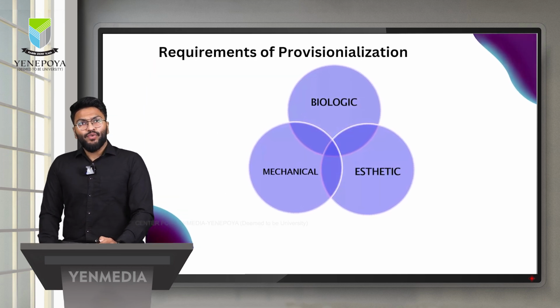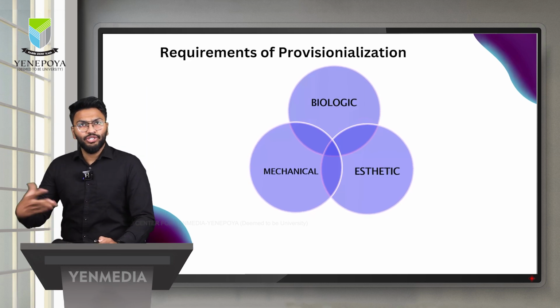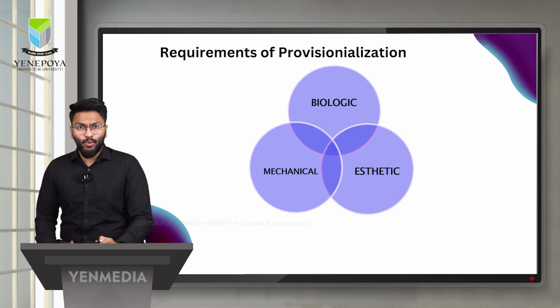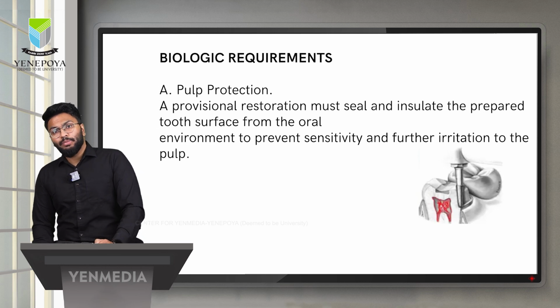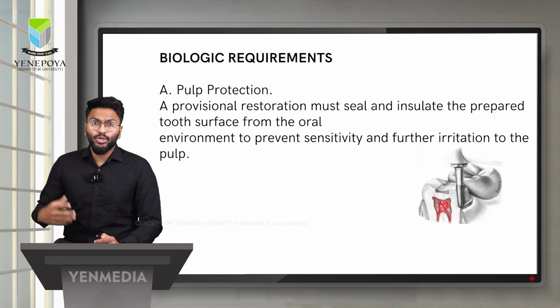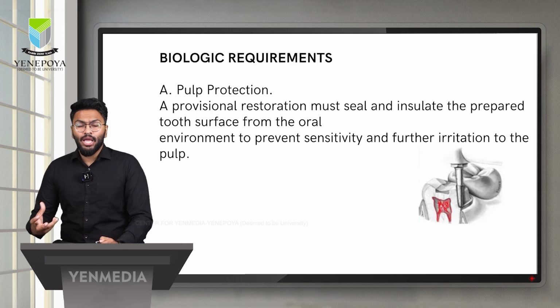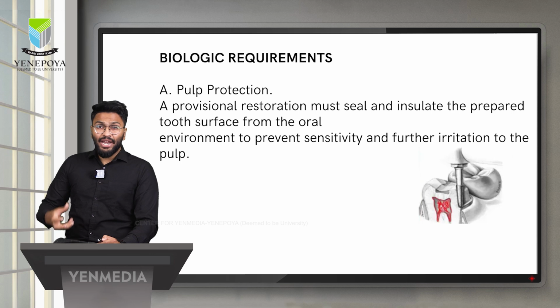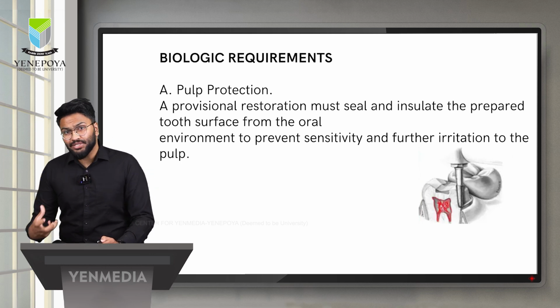What are the requirements for a provisionalization? Once you do a provisionalization, what is the function of this provisional material or provisional restoration? What does it do? It has biological, mechanical and aesthetic requirements. Coming to the biological requirement, the first requirement is pulp protection. When you're doing a restoration on a vital tooth, or when you're using a vital tooth as an abutment, it is very necessary to protect the pulp to avoid any post-operative sensitivity.